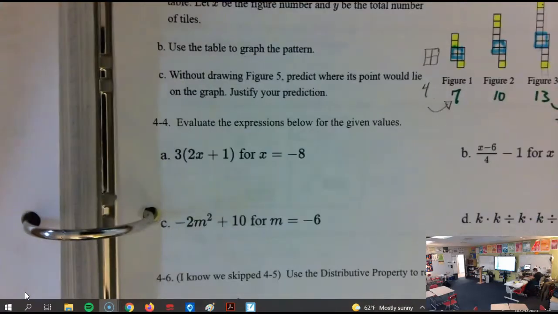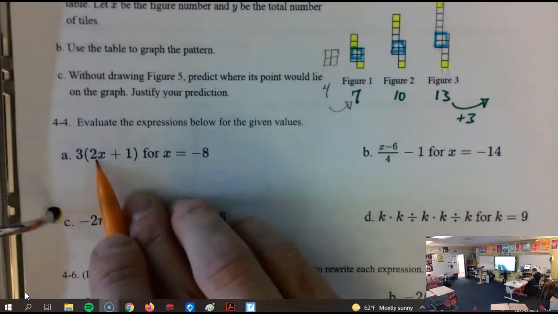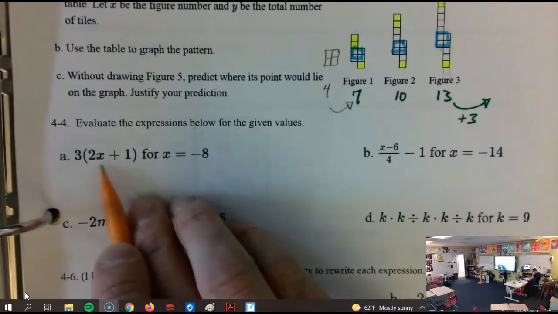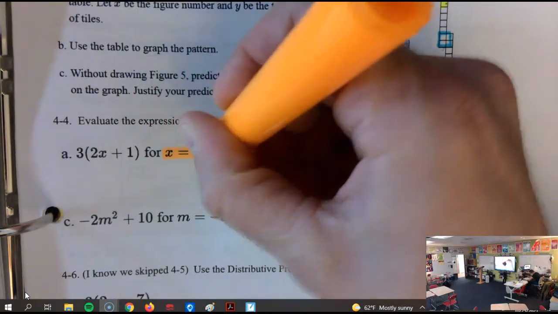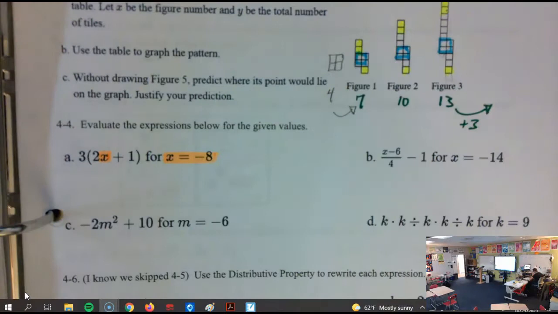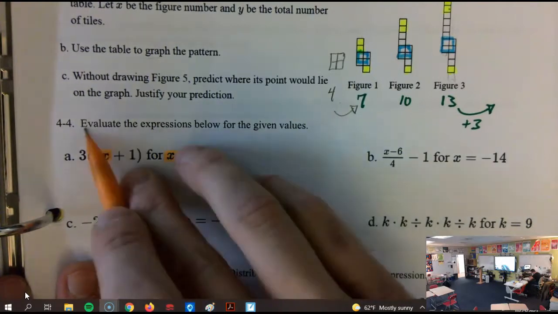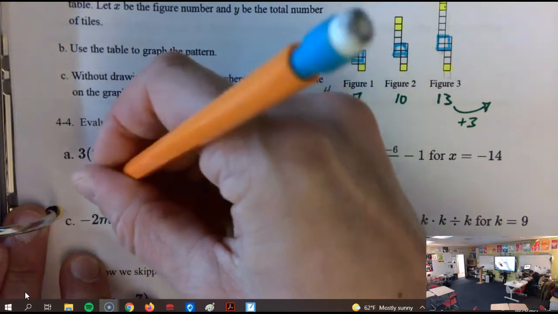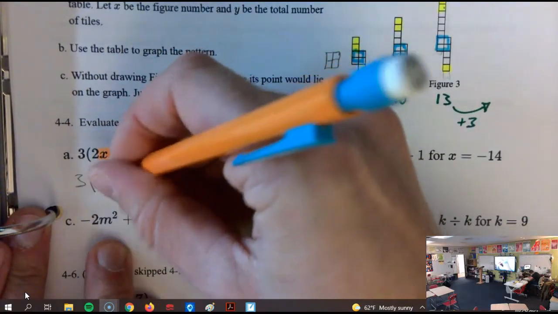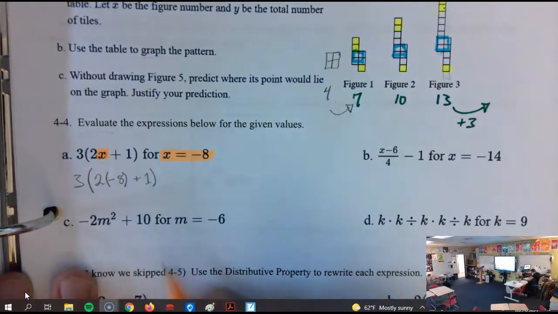Now in 4-4, there are multiple ways to do this. You could do the distribution first and work with x, but since they tell us what x is, we're going to substitute anywhere that they have an x in this problem with -8. So if we don't distribute first, which we don't have to because this is an evaluate problem where they tell us what something is, I'm going to rewrite everything that doesn't change. And then I'm going to show substitution turning x into my -8. And then I'm going to do that work.